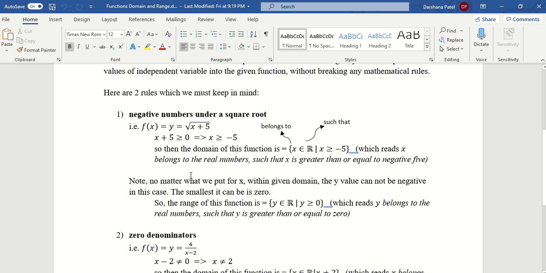Okay. So to note that no matter what we put for x within the given domain, the y value cannot be negative in this case. The smallest it can be is 0. So no matter what I put for x, I will get the square root of some number which will always be 0 or more. So the range for this function will be y is an element of real numbers such that y is greater than or equal to 0.